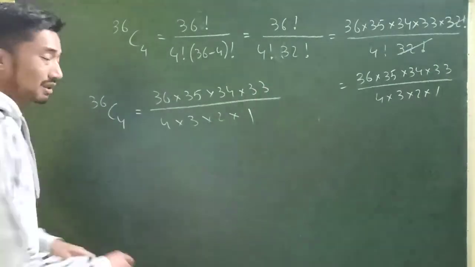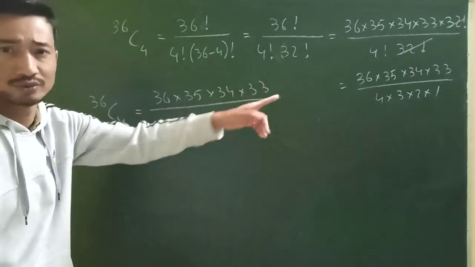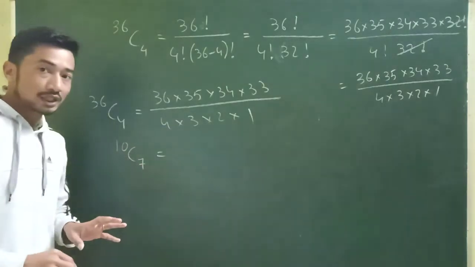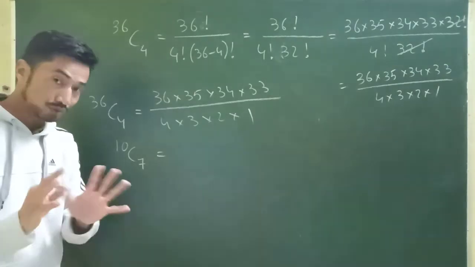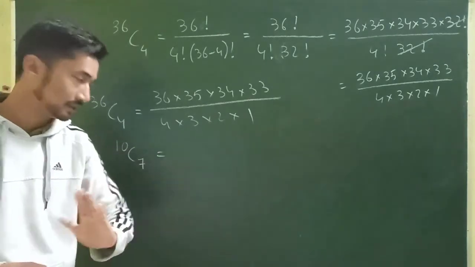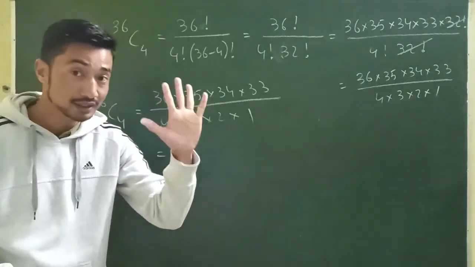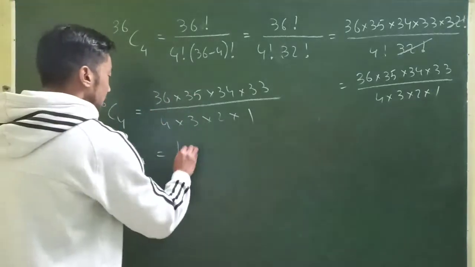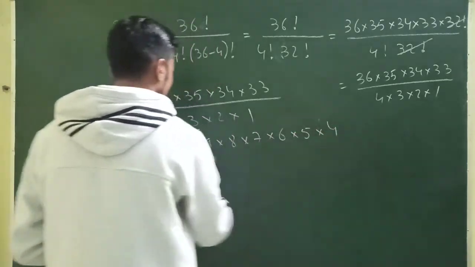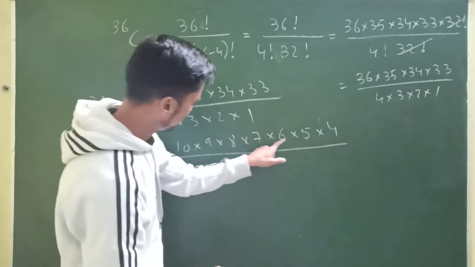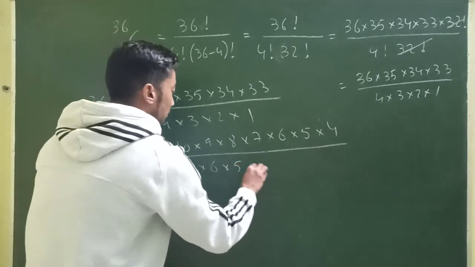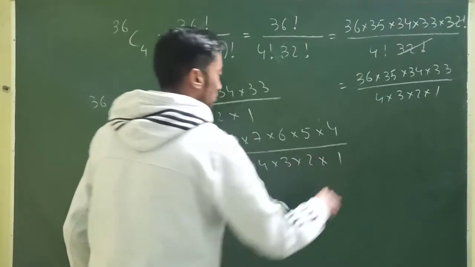Another example. This time I'm not going for the proof. I've already shown you the proof, so spare me the proof. 10C7. Now there are two ways in which you can expand this 10C7. I'll show you both the ways. So 10C7. As per this, I expand 10 seven times, in decreasing order. So 10, 9, 8, 7, 6, 5, 4. How many times did I expand? 1, 2, 3, 4, 5, 6, 7. 7 times. And continue with the factorial of 7: 7, 6, 5, 4, 3, 2, 1.